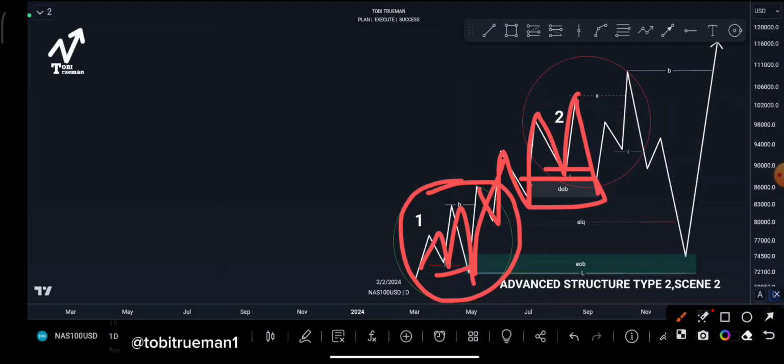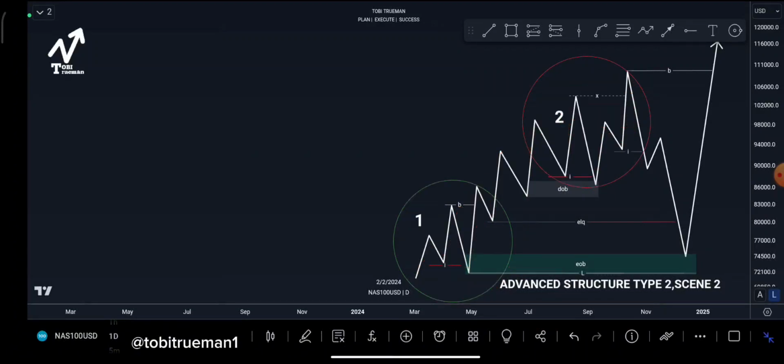That's what I forgot to mention in our type 2 scene 1. But in this type 2 scene 2, you can see after price took out inducement, price tapped on this additional order block, then price made this type of structure and took out this pullback. After price took out that pullback, what happened next? We are expecting candlestick body closure, but instead of that, it was just a wick.